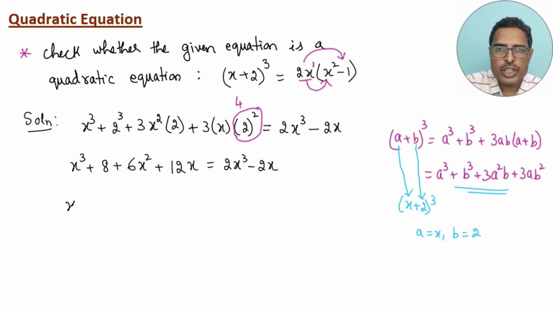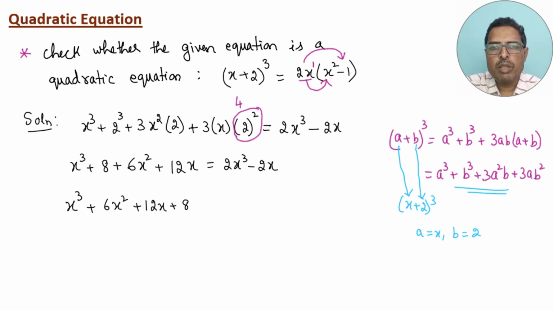First I'll write the highest power of x, which is x cube. The next value that I'll be writing will be 6x square. The next value will be 12x, and then plus 8. So I'm writing the terms in descending powers of x: first the highest power 3, then the power 2, then the power 1, and then the constant term.